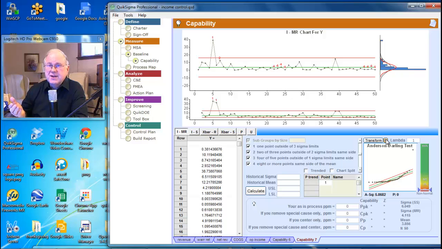So that's how you handle things when your data are non-normally distributed in a process capability study. Hope that helps.